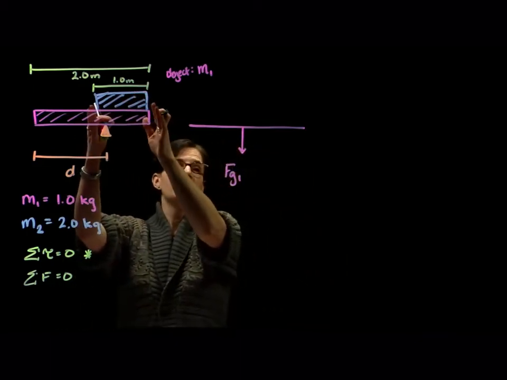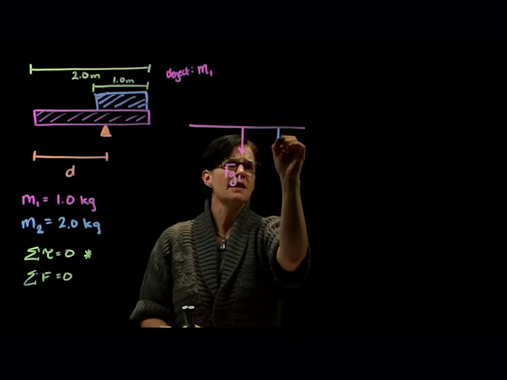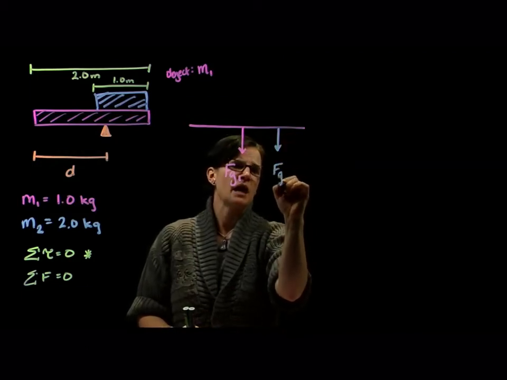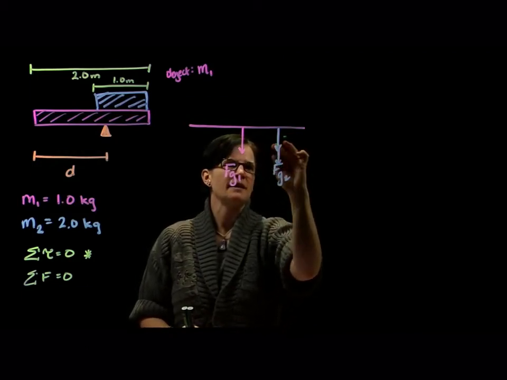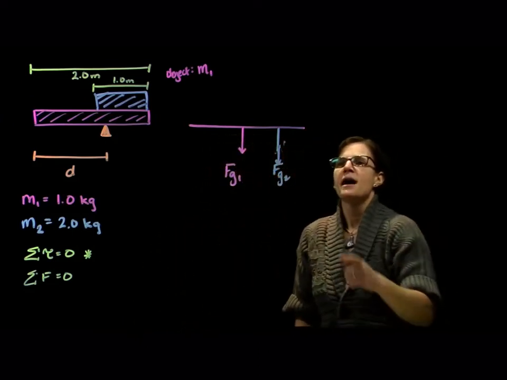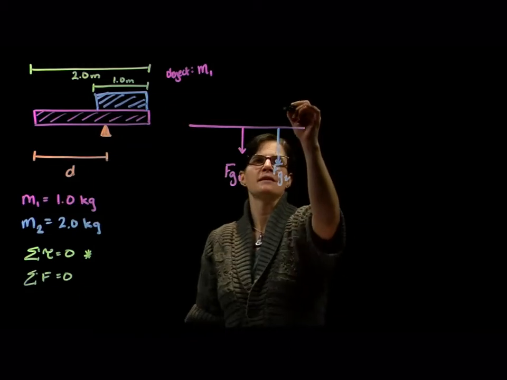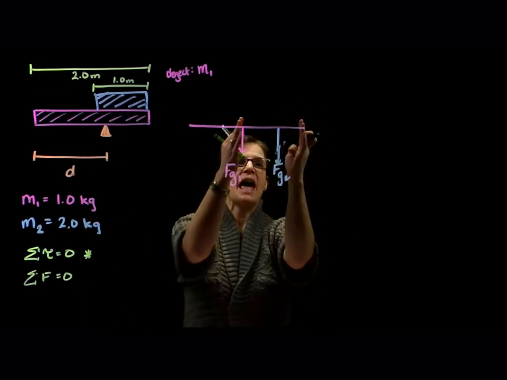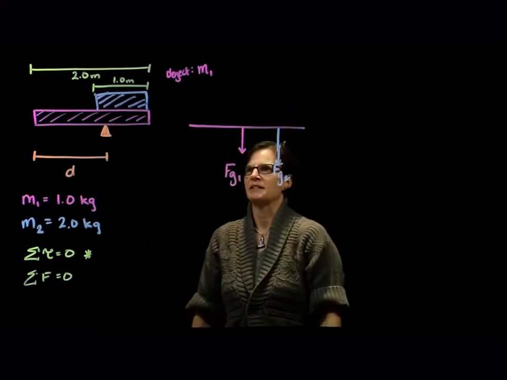If this is 1 meter, then the force of gravity of block 2, and I should make that arrow a little bit bigger since it should be twice the size, is going to be off of that end by half the distance, so that's about half the distance.